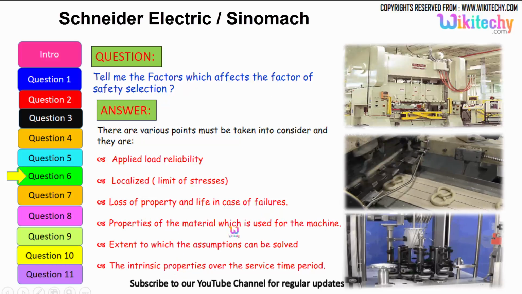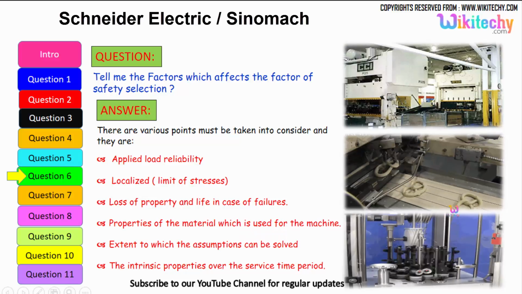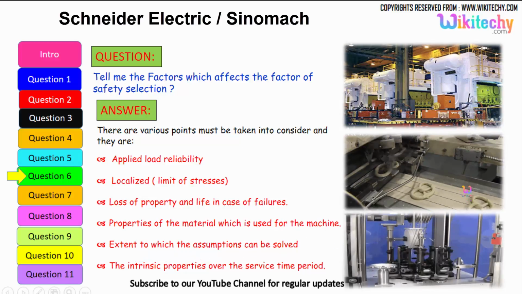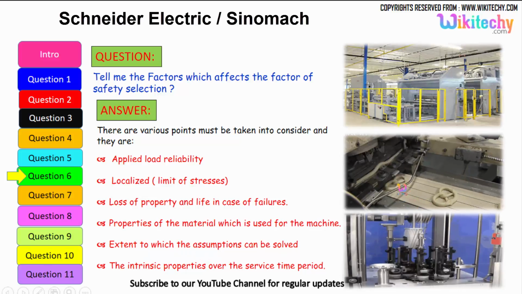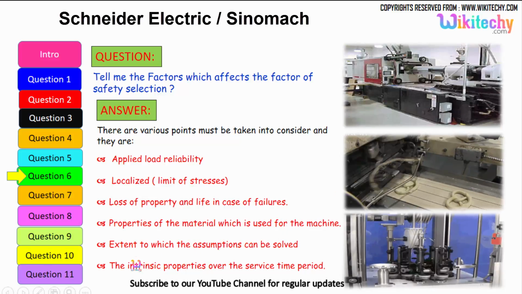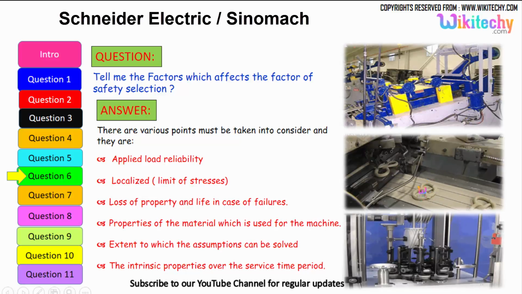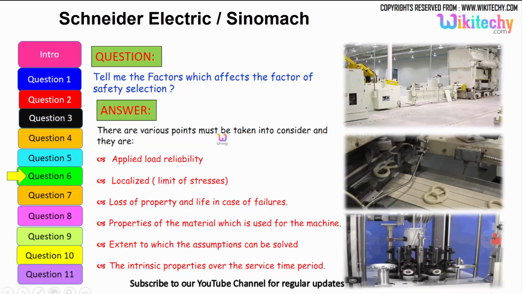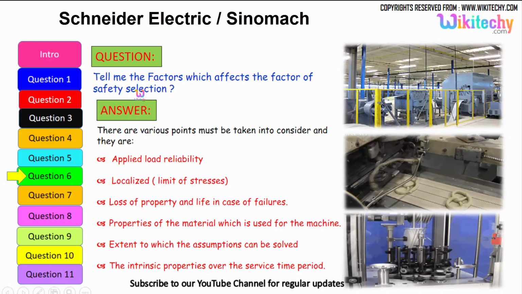Then the properties of the material used for the machine, what kind of material you are using, the extent to which the assumptions can be solved, how much it will extend, compress or something like that, and the intrinsic property over the service time period, how it will sustain. Everything we need to consider for the factor of safety selection.